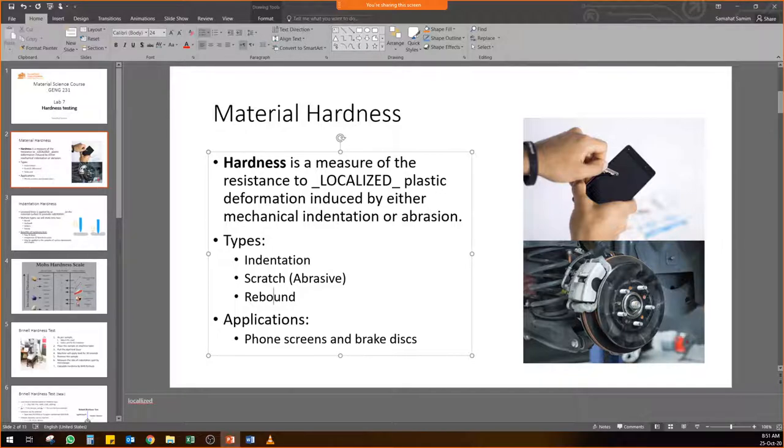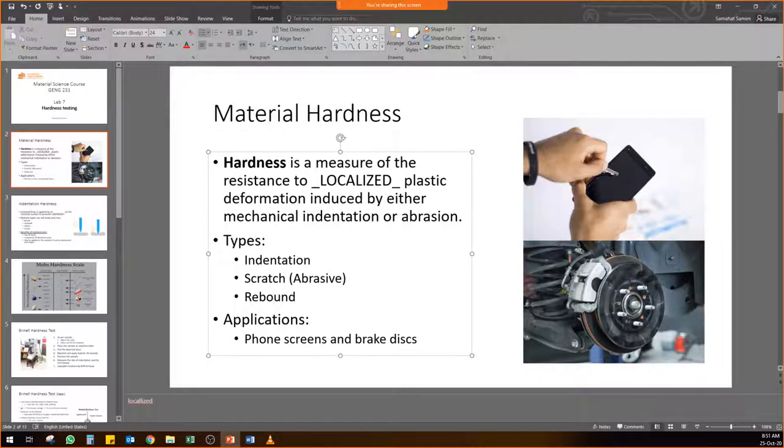This is again, as I told you, for your screens, so that they don't get scratched. If the screen is made up of plastic, a plastic clear coat, it will get a lot of scratches. But if it is made of hard material, or maybe with a hard coating, it will not get a scratch very easily. Again, how does the brake of your car work? It works by touching one hard material with another, so that there is resistance and your car stops.